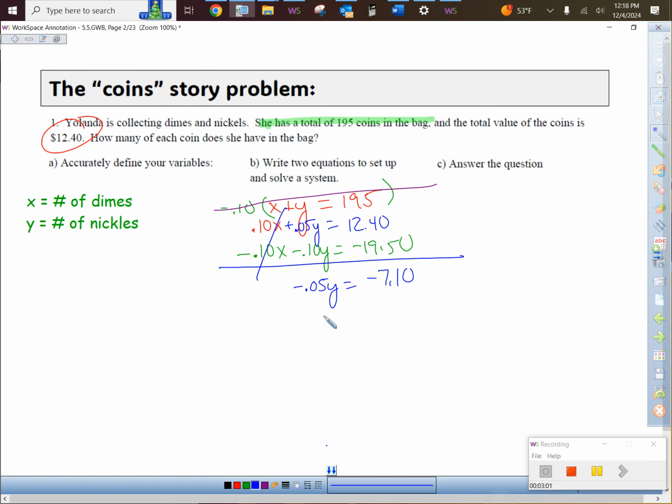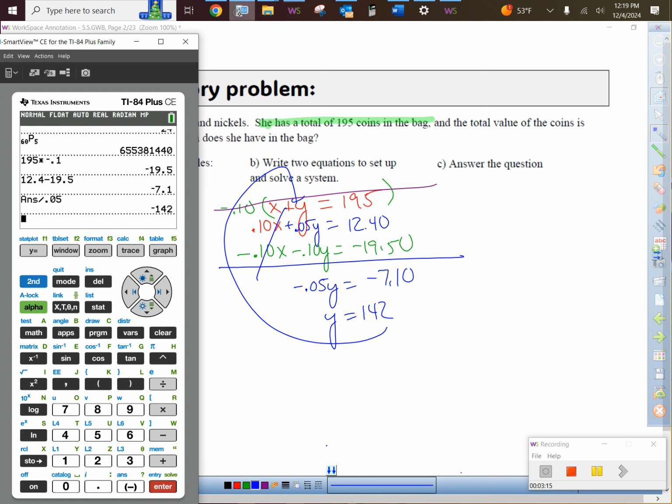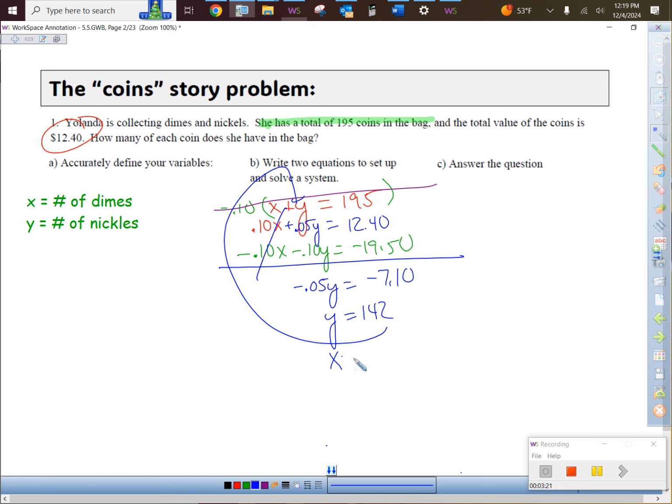I got 142. Did you get 142 of those? Or did I make a mistake, which is very likely sometimes? 142. I solved for y, by the way. Maybe you canceled your y's. Then I know that there's supposed to be 195 total coins in there. So if I do 195, take away 142, there's got to be 53 left for the other one. So we'll answer the question. 53 dimes and 142 nickels.